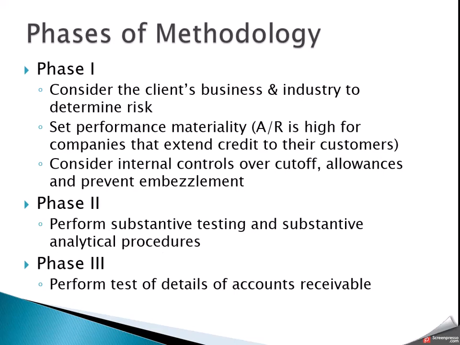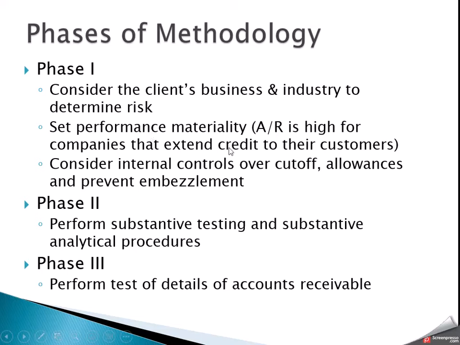So to summarize some of that first phase, we're going to consider the client's business and their industry risk, to determine the risk. So again, what's going on in the industry, what's going on with that particular company. If there were significant things, like maybe one of their major customers we know is having business issues, maybe they're getting ready to declare bankruptcy, that could be something that we would obviously consider, and it would change our level of risk and change what we test.